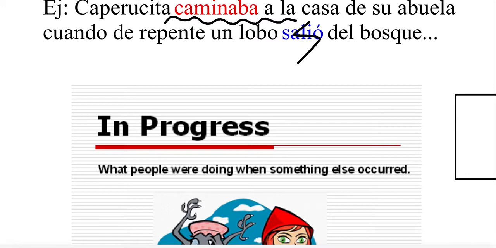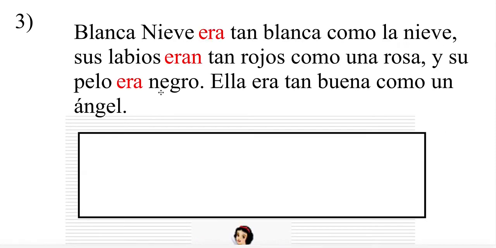Okay. Another great key word here would have been de repente. That signifies that this is the interruption. All of a sudden, something happened. Okay, so this is a really great vocabulary transition word or phrase you can use. Okay, let's go to the next one.